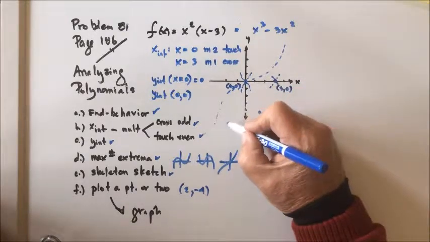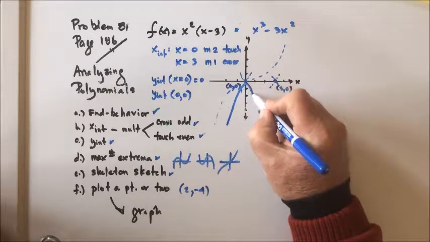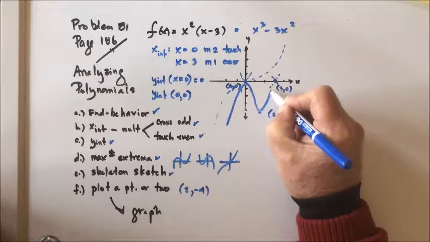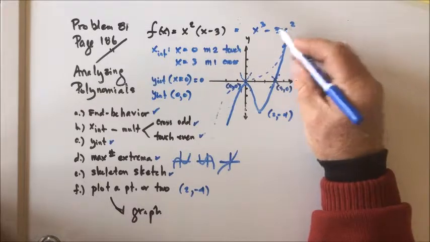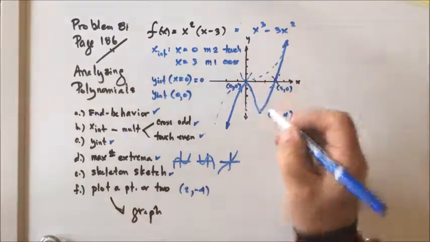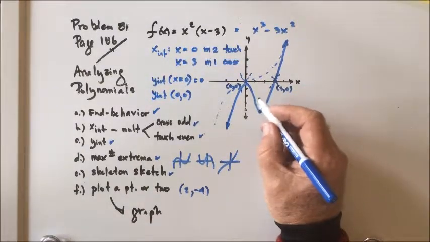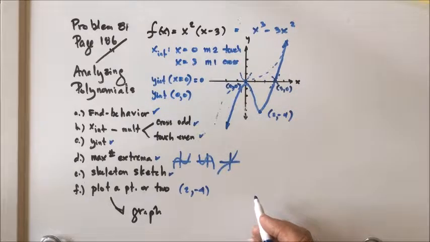So I'm really ready to kind of sketch this thing now. I'm going to come up like this. I'm going to touch at that 0. I'm going to touch at this point. I'm going to go rolling up through here, and I'm going to end up aligned with this end behavior. So the more points you make, the more accurate you can make the graph. But I think this is sufficient.